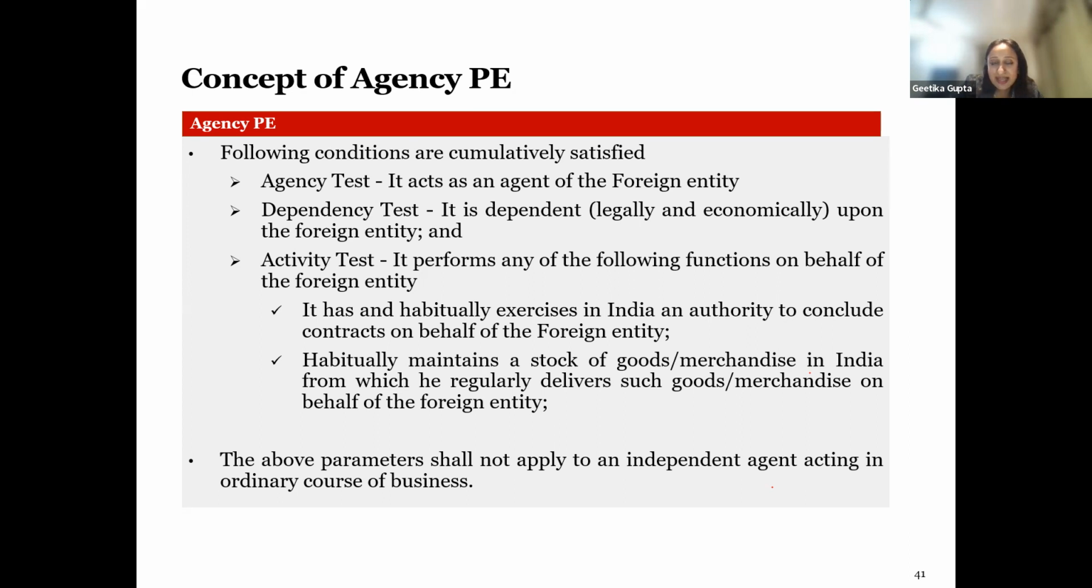There are certain questions. I'll take that, and then I'll discuss again in the BEPS world, where the provisions relating to PE are more stringent.